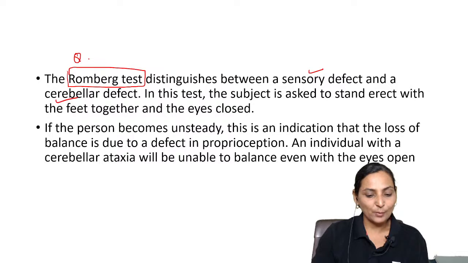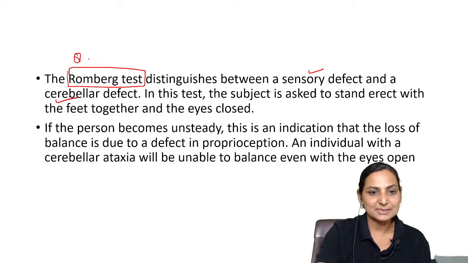Okay, so this is the Romberg's test. If there is swaying with eyes closed, that is a defect in your proprioception. And if it is cerebellar ataxia, then even with the eyes open, the person is unable to keep his balance.